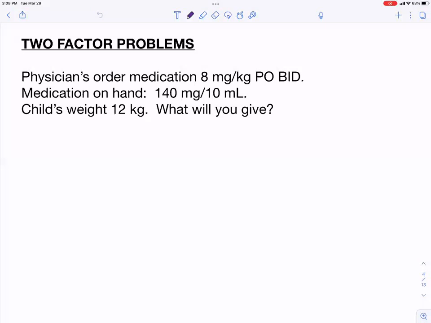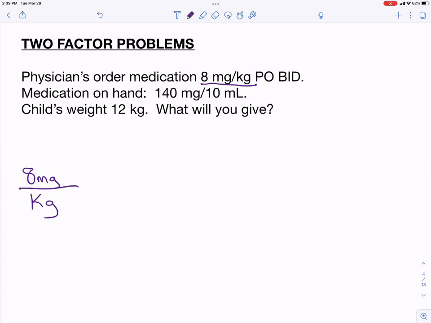So two-factor problems, when we're using dimensional analysis, we always have to identify the given. So in this two-factor problem, we start with the ordered dose of the medication. And that ordered dose, that strength, is the numerator. And the weight, which is kilograms, is the denominator. So in this case, the physician ordered 8 milligrams per kilogram. And that's how we start our problem, with the given. And that's the ordered dose and weight. So 8 milligrams per kilogram.